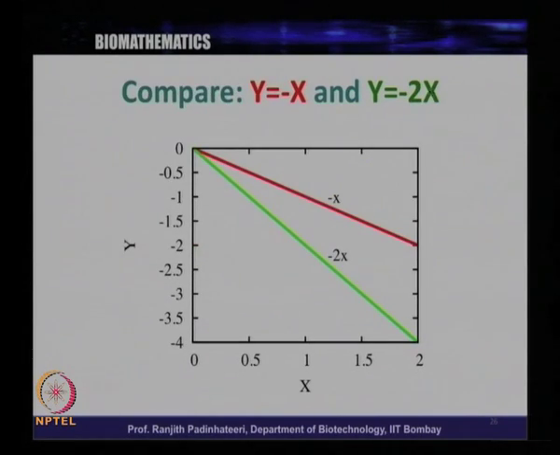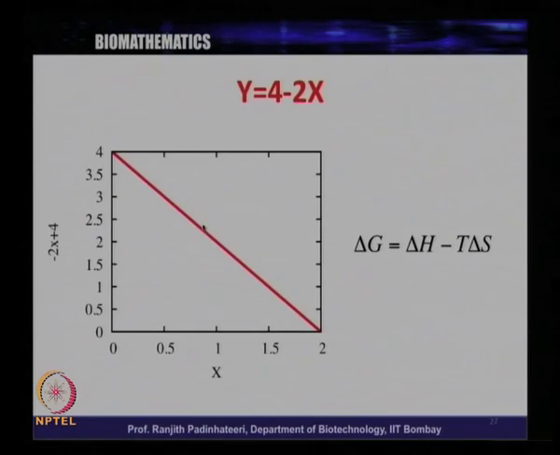Similarly, y equal to minus 2x. So, let us look at this: y equal to minus x is the red curve, y equal to minus 2x is another, the green curve, which is decreasing faster than minus x. Let us look at another example, y is equal to 4 minus 2x. This example looks like delta H minus T delta S. So, we have some value for delta H, which is 4, and minus 2x is like minus T delta S. If you plot this again, it is a function which decreases.